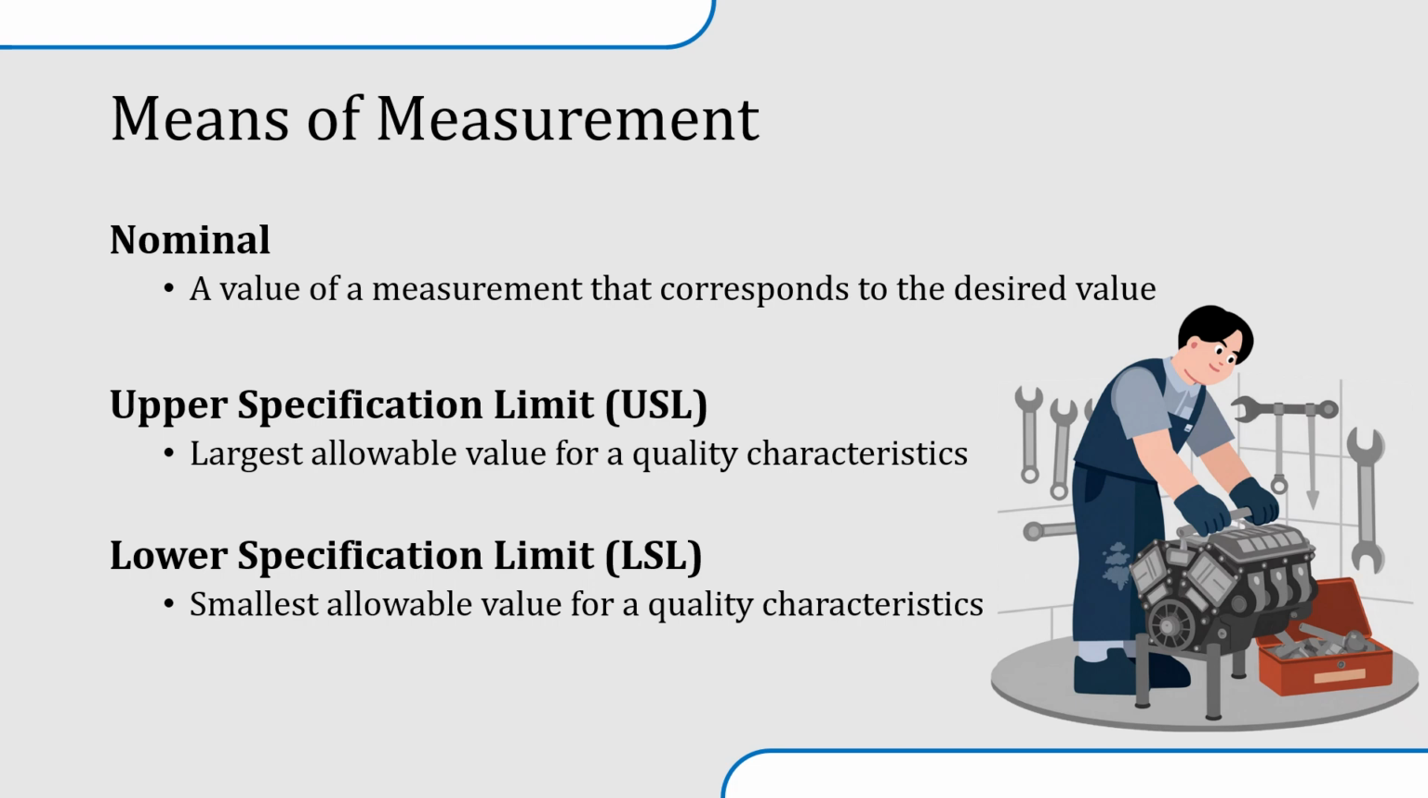When considering quality, there's also a category that we will discuss, which is the means of measurement. So this is when you are making physical measurements of components that may need to meet a certain drawing requirement. Some terminology is nominal, upper specification limit, and lower specification limit. The nominal is a value of a measurement that corresponds to the desired value, while the upper specification limit is the largest allowable value for a quality characteristic, and the lower being the opposite, where it's the smallest or minimum allowable value.